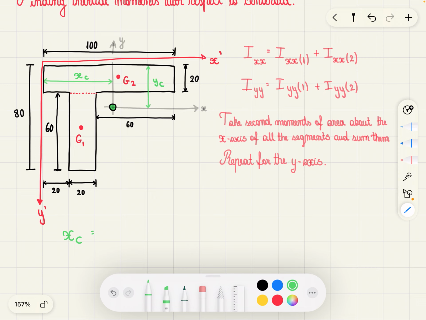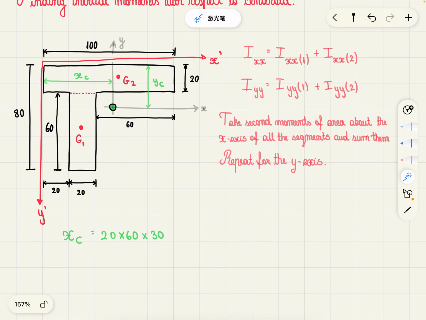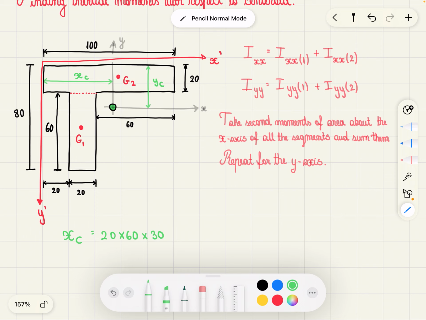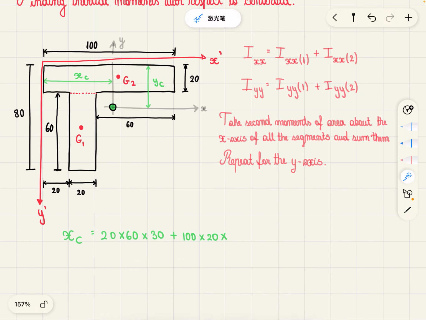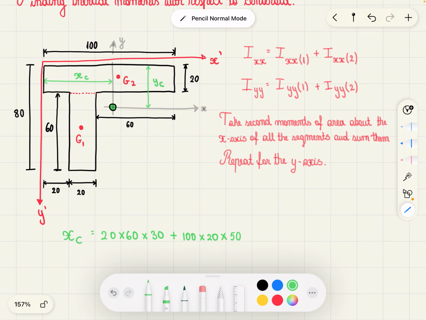So, xc is, for shape 1, 20 times 60 is the area, and then 30 is the distance from G1 to y prime, because it's from here to here, which is 30. Then we add, for the second block, the area, which is 100 times 20, multiplied by the distance from G2 to y prime, which is half of 100, so 50.